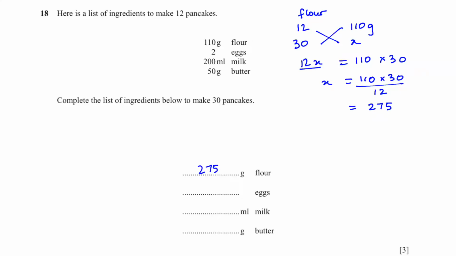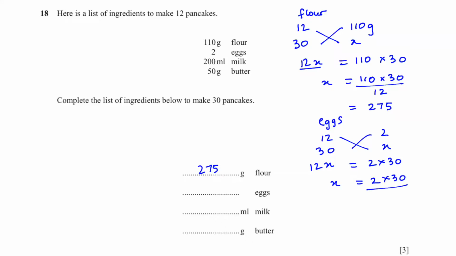Now we are going to do the same with eggs. So for 12 pancakes, we need 2 eggs. For 30 pancakes, how many eggs do we need? x multiplied by 12 is 12 eggs and 2 multiplied by 30. Therefore, x is equal to 2 multiplied by 30 divided by 12, and we will get 5 eggs. We are going to do the same for each one and these are the answers you will get. So you write down the original and then you cross multiply and get the answer.